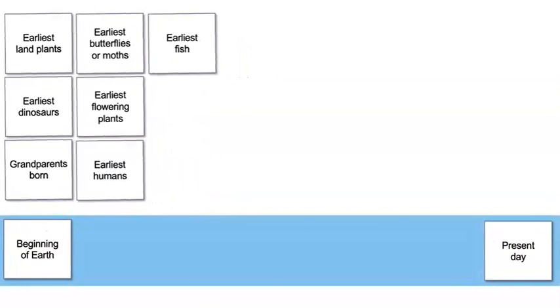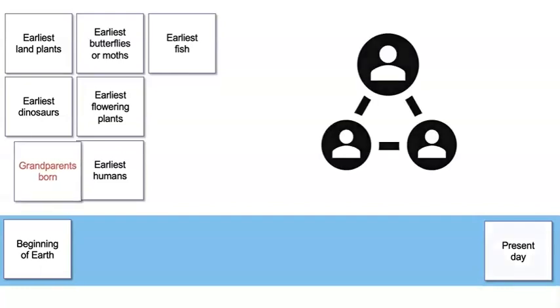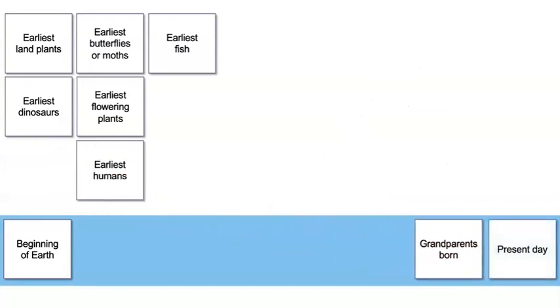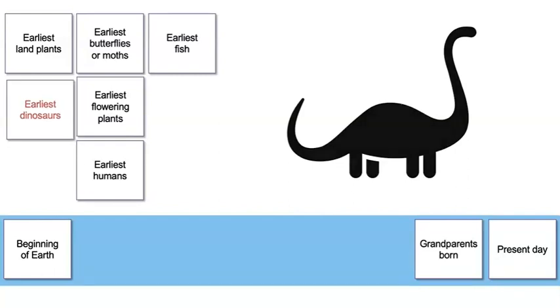So, all the rest of these events happen sometime between the beginning of Earth and today. What next? Well, I think the event closest to present day would be when our grandparents were born. I know that dinosaurs lived a very long time ago, so let's move that one somewhere near the beginning of Earth for now.